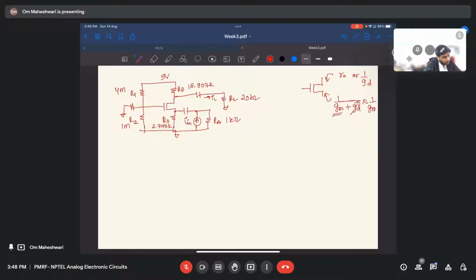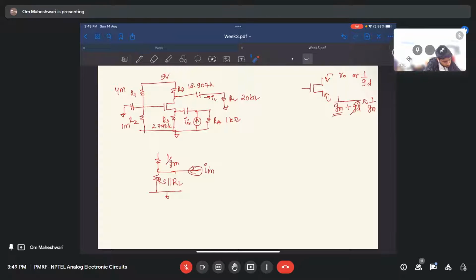So what we have in this part is 1 by GM, the intrinsic part of the transistor. Then we have a resistance RS, and in parallel we have RL, and here is the current source I in. Let me replace this with RS parallel RL, because it was parallel anyways.